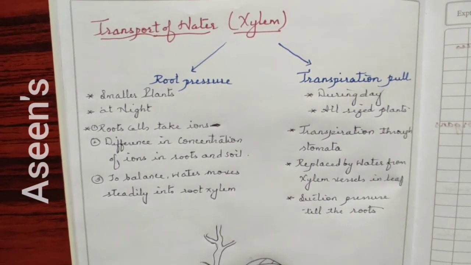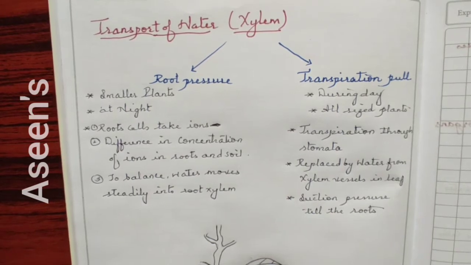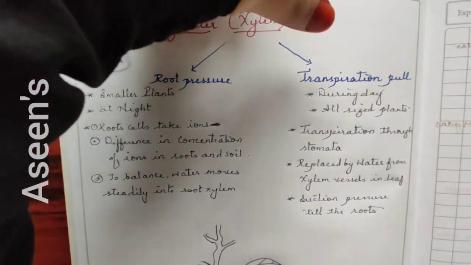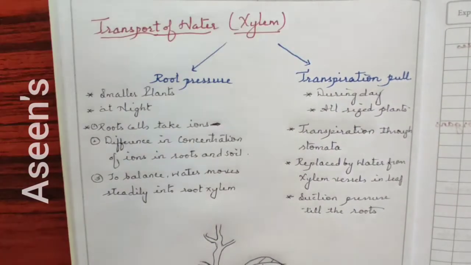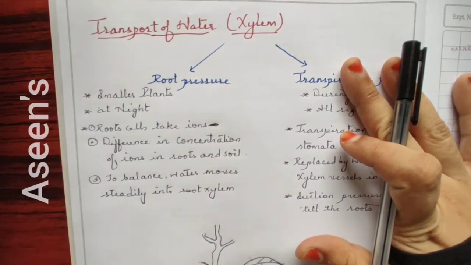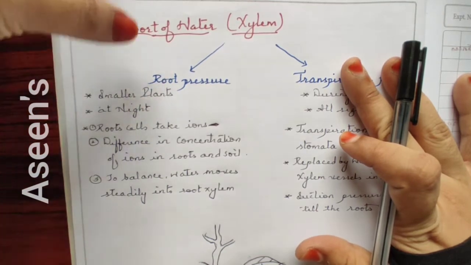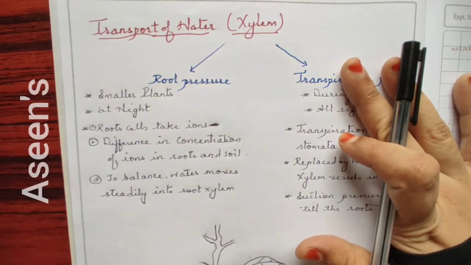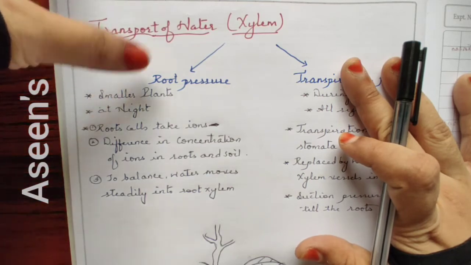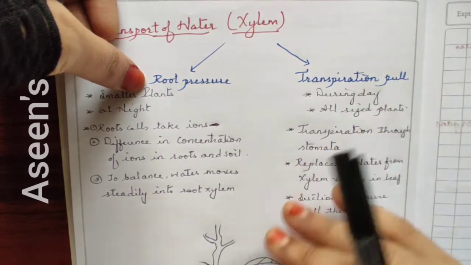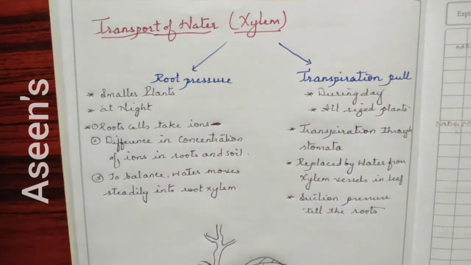Talking about transport of water through xylem, this happens in two ways. One is with the help of root pressure and the other one is by transpiration pull. See here, root pressure and transpiration pull happen in different circumstances. Root pressure normally happens in smaller plants, which are not very tall, which hardly exist up to some centimeters. Whereas transpiration pull will work for all sized plants, whether small or big.